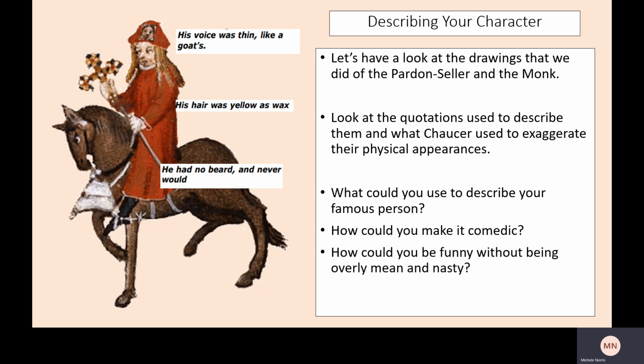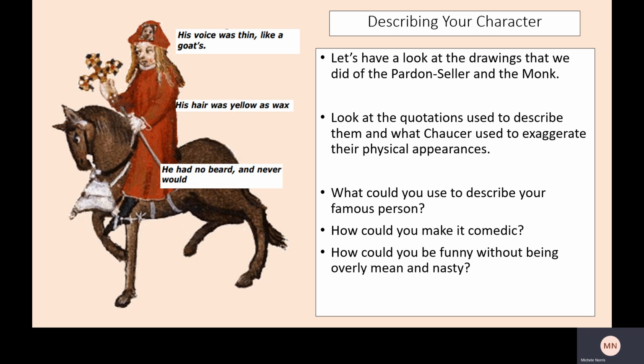So describing your character, having a look at the drawing of the pardon seller here. Look at these quotations. So he might have had a strange voice, so it's been described using a simile. It's like a goat's voice, so think about the sound that a goat might make, and this is exactly what the pardon seller used to sound like. And again, his appearance wasn't very pleasant. His hair was as yellow as wax, and he had no beard and never would. It makes him sound quite juvenile, not someone that might have age and wisdom on his side, so quite young.